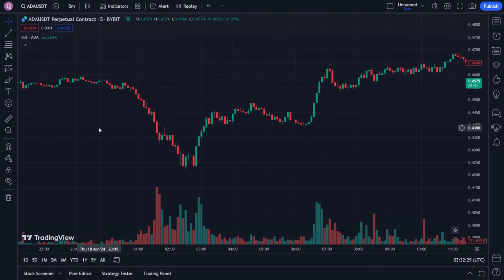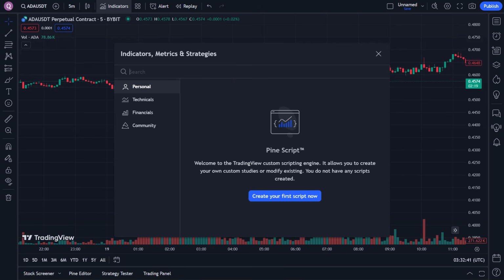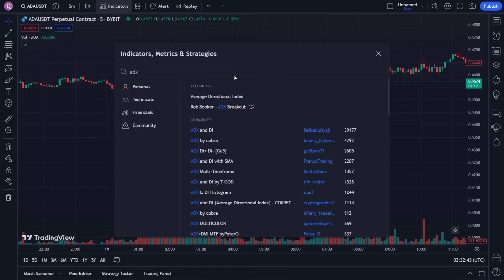Let's open the chart and add the indicator. The strategy includes only 2 free TradingView tools. I'll explain how each indicator functions as we add them one by one. For our first indicator, we will be introducing the ADX, Average Directional Index.